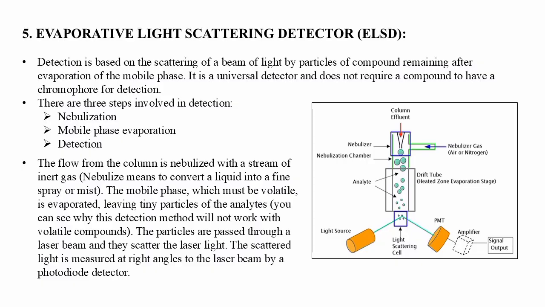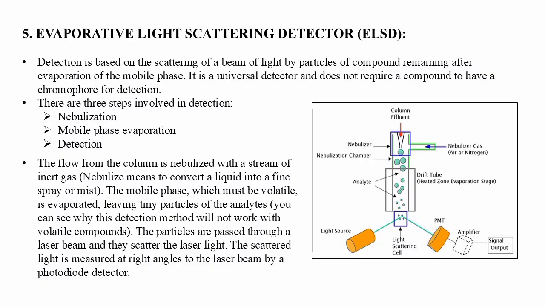In nebulization, inside the nebulizer, the column effluent passes through a needle, mixes with the nitrogen gas, and forms a dispersion of droplets. In mobile phase evaporation, the droplets pass through a heated drift tube where the mobile phase evaporates, leaving a fine mist of dried sample particles in solvent vapor. In detection, the sample particles pass through a flow cell where they are hit with a laser light beam. Light scattered by the sample particles is detected, generating an electrical signal.